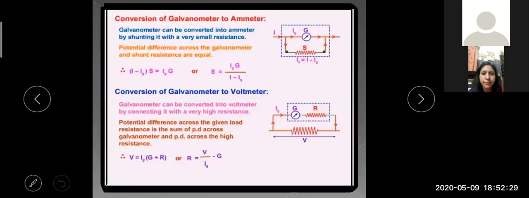So we know that a galvanometer is a very sensitive device. It is used to detect current in the circuit. It shows full scale deflection for a current of the order of microampere. So it cannot be used to measure current or voltage in a circuit, right? Secondly, it has a high resistance, so this will reduce the current in the circuit before it is measured. Okay, so now let's convert the galvanometer into an ammeter.